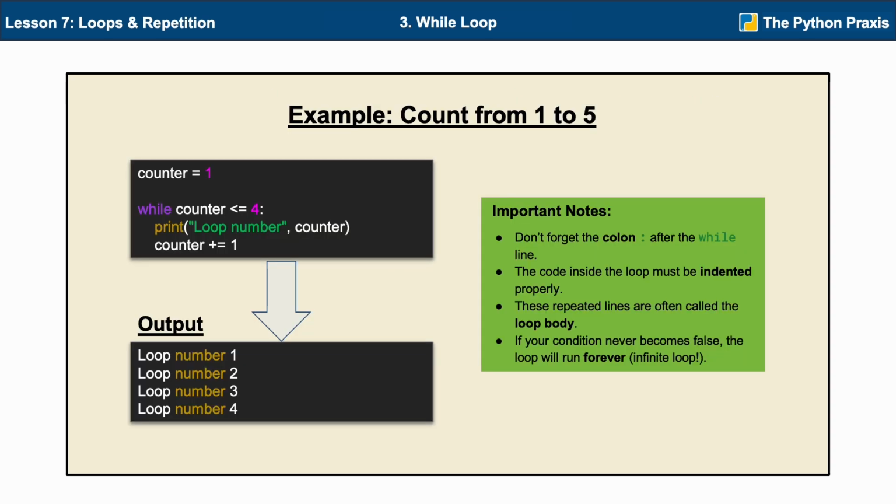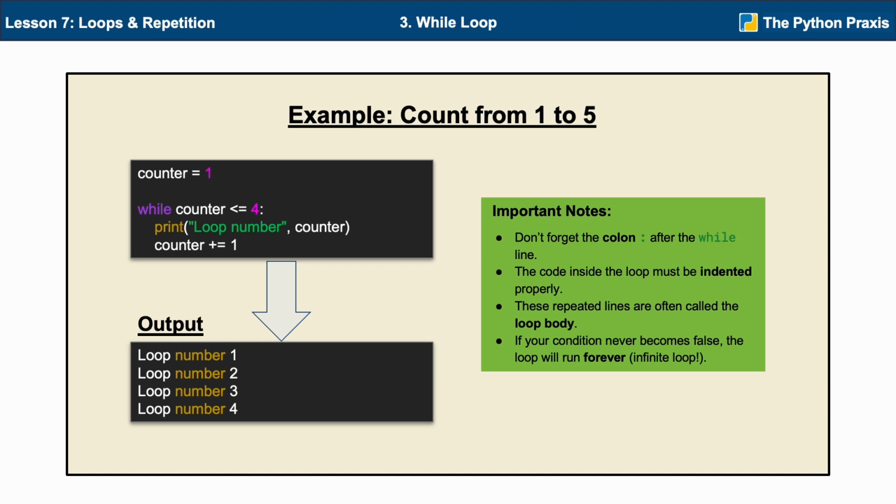Here is an example where we use the while loop to count. Let's break down the code. We start with counter equals 1. Here we create a variable called counter and we initialize it to 1. This variable is our counter. Then we have the while loop that starts with the keyword while followed by the condition. The condition, counter is less than or equal to 4, is checked. Since it's true, Python enters the loop.